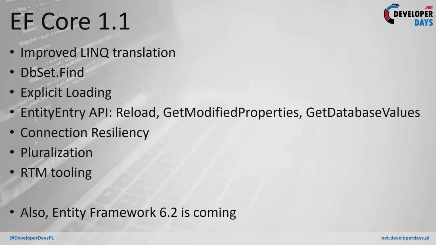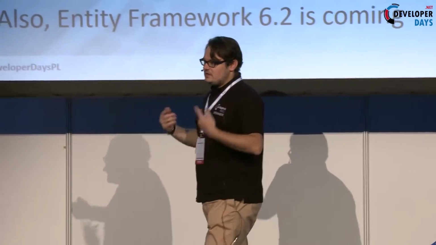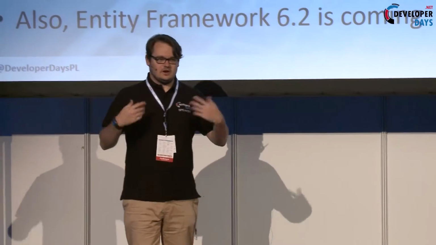If you call dbcontext.entry and give it an entity, you will get an object representing the original values of the properties of the entity, new and current values, whether the entity is modified or deleted, or the entity state. And there are also things you can do, for example, reload. So you can make some changes in the entity, and then you can reload the original values from the database, etc. Also, connection resiliency, which you need in, for example, an Azure environment.